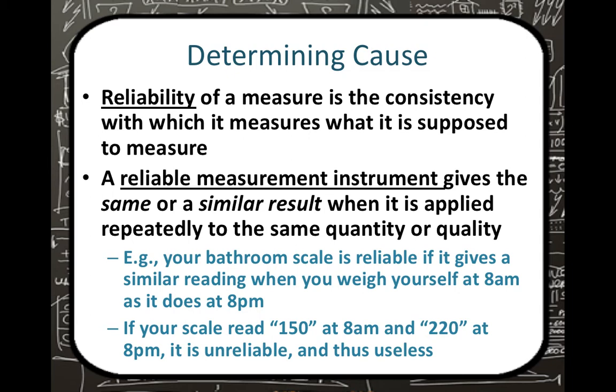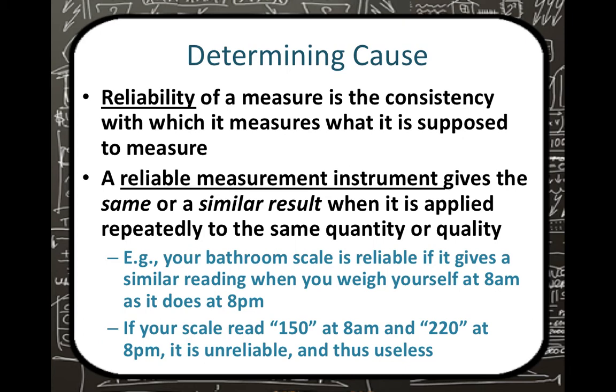And it may be helpful to have an example of this. So for example, if your bathroom scale is reliable, then it gives you a very similar reading when you weigh yourself at 8 a.m. as it does at 8 p.m. You know, maybe your weight fluctuates by a pound or two throughout the day, which is natural as you're drinking fluid, as you're active, whatever, right? But you can expect it to be within a couple pounds.